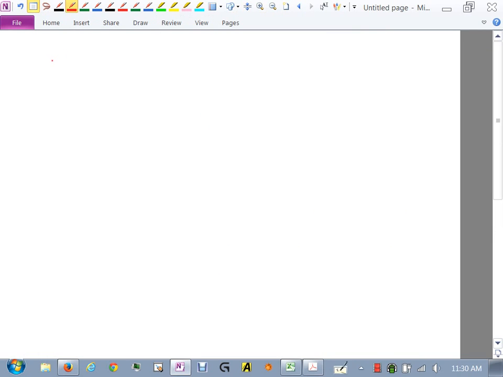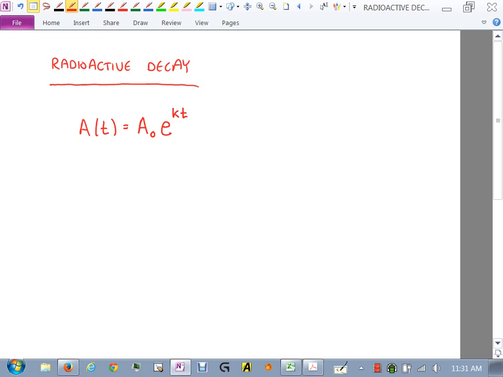So radioactive decay. We have the following. A of t equals A sub 0. How else do we say A sub 0? A naught. Like you tie a knot in a rope, right? Or you tie a knot in a shoelace. A naught. Okay, with K being a negative number. This is the model for radioactive decay.